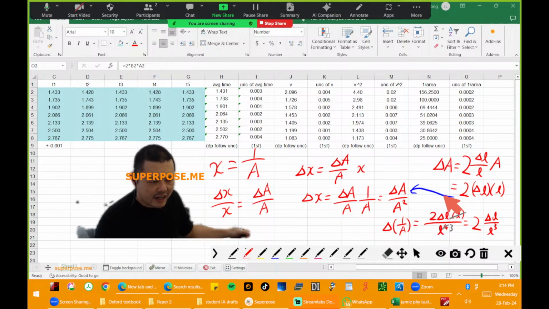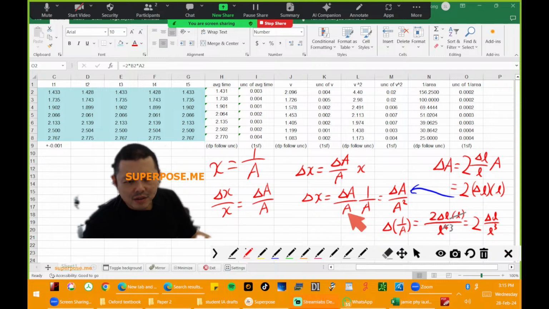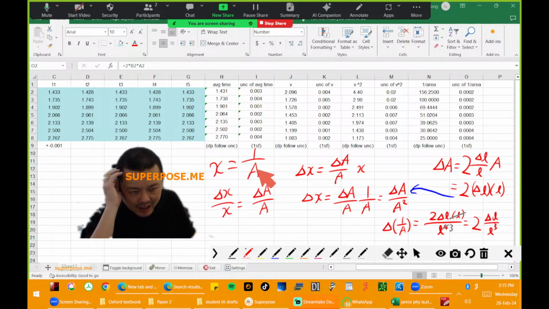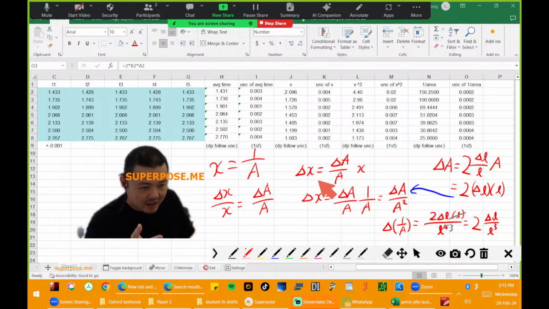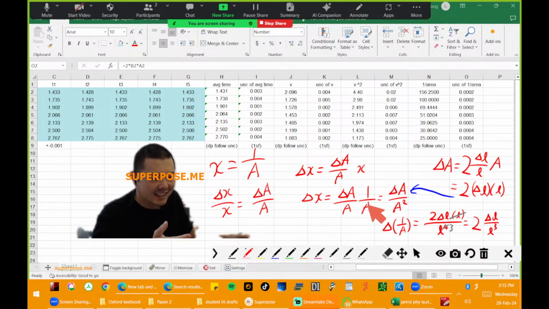The uncertainty of 1 over A is actually 2 times del L over L cubed. So you see, if I let X be 1 over A, then I want to find the uncertainty of X. So del X over X equals del A over A. Then I bring the X over, so del X is del A over A times X. But X is 1 over A, so I put the 1 over A down here, and it becomes del A over A squared.